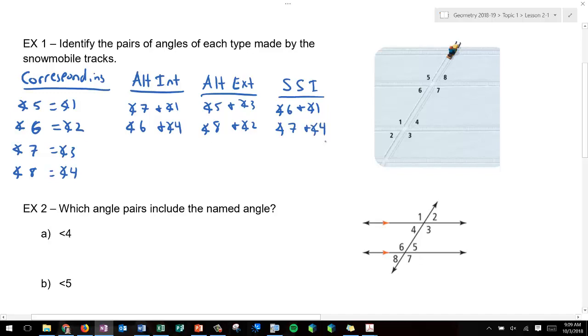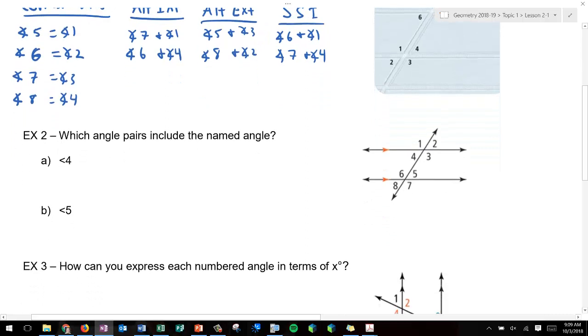What I'd like you to do now, I'm going to stop the video, and I want you guys to try to name all angle pairs including the named angle. So in other words, I want all the angle pairs that involve angle 4 and all the angle pairs that involve angle 5. And you can just list out, such and such and 4 are corresponding, such and such and 4 are alternate interior, things like that. Go ahead and pause the video and give that a try.